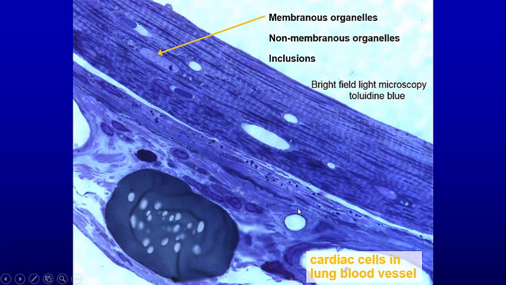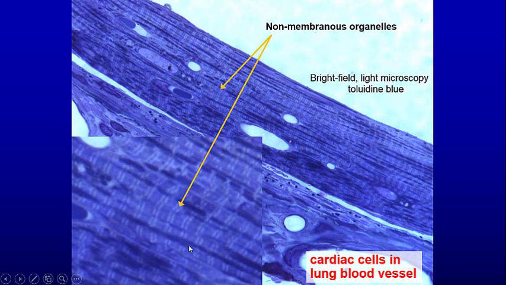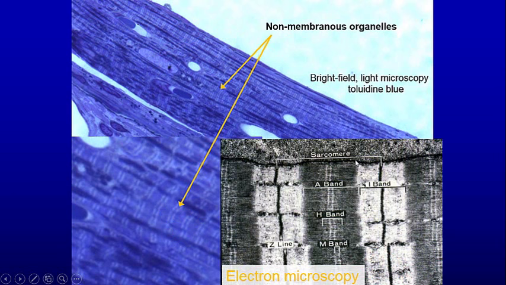If we look at the membranous one, we can see the nuclear envelope is one. That's the nucleus of that cell. And then also the cell membrane. Mitochondria are membranous organelles. Non-membranous organelles are these filaments. You have the actin and myosin filaments. You can actually see the little Z line here between sarcomeres. And here we can see the Z line from here and here. And so that's one sarcomere, or one unit of contraction, from this line to this line, or this line to that line.